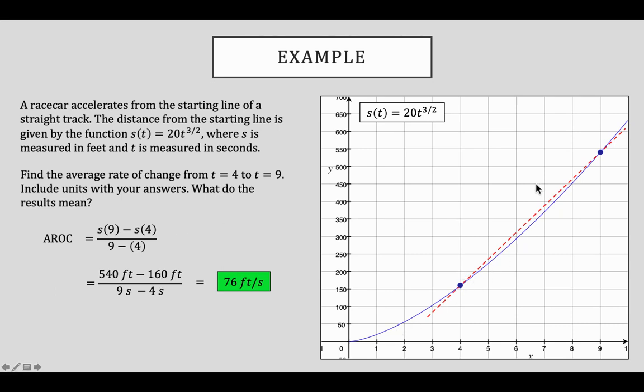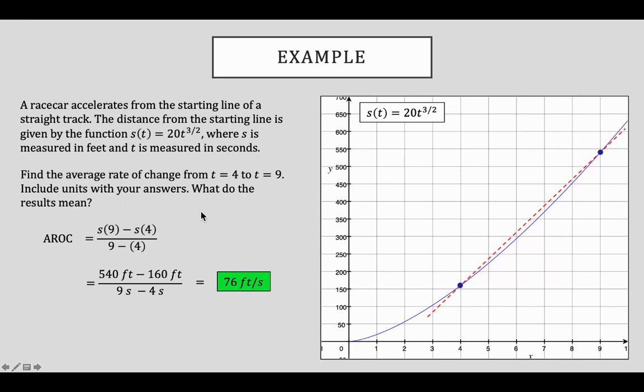Now, one of the cool things to recognize here is that in math, we can actually plug units into our equations, and it will tell us what the units of our answer is going to be. Notice in this case, we had feet in the numerator of this fraction, and we had seconds in the denominator of this fraction, which left us with feet per second as the unit of measure for our final answer.